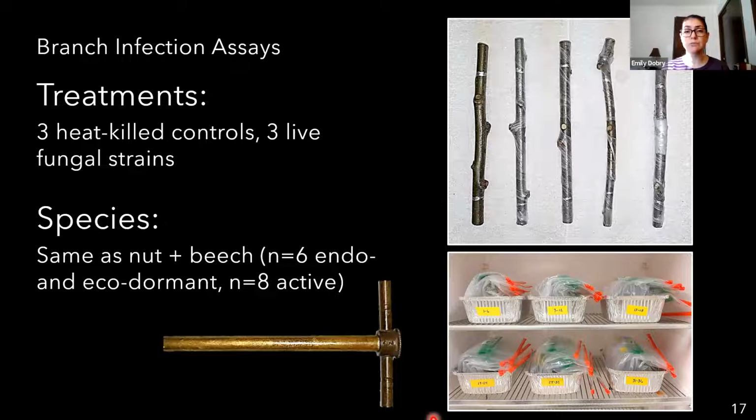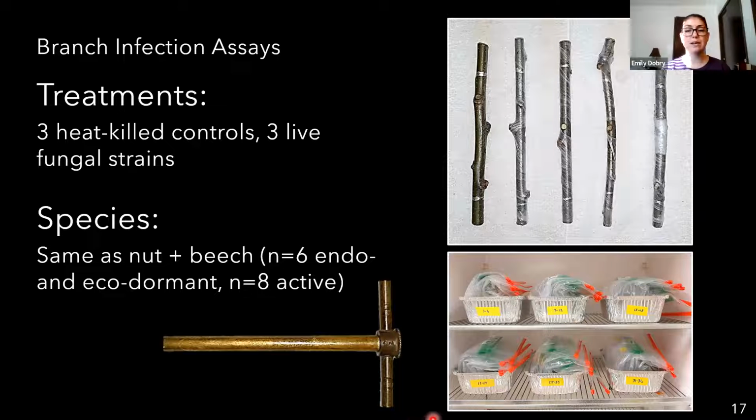So we had autoclaved representatives of each of the isolates to kill the fungus and get an idea of whether the tree tissue was simply responding to the presence of the proteins of the pathogen or whether it was responding to an actively live damaging pathogen.